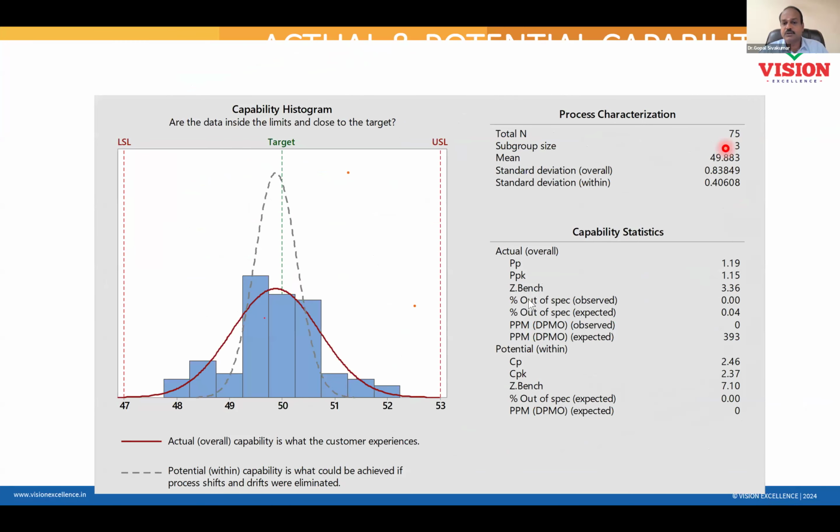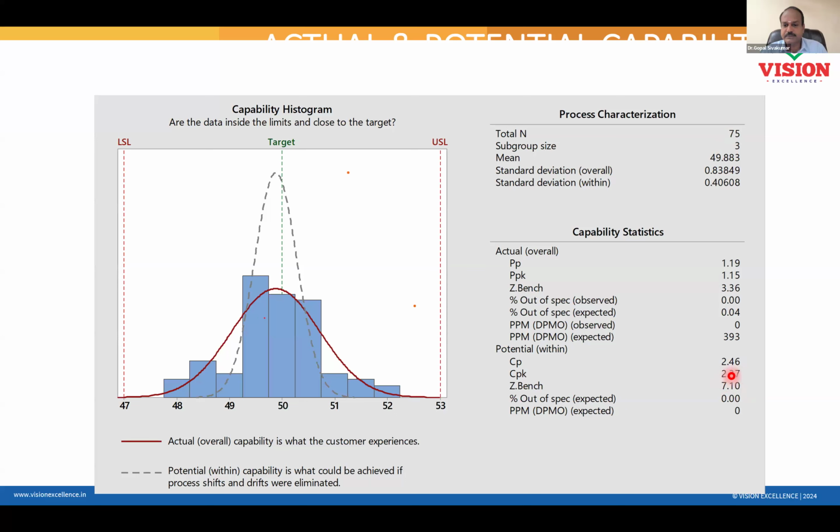Right? See here, Minitab talks about two capabilities. One is actual capability, in the bracket you can see overall. Look at the Ppk. The other one is potential capability, where it gives the Cpk value. And Z bench is nothing but the sigma level. All right. And how much is the Z bench, the sigma level?